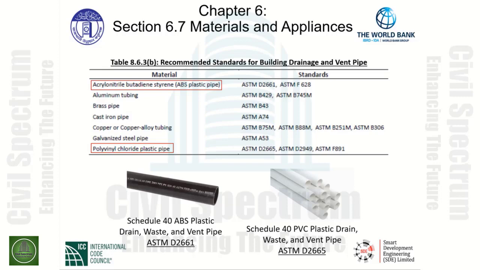As an example, Schedule 40 ABS plastic drain, waste, and vent pipe is properly addressed as complying with the standard ASTM D2661 for that particular material. Again, Schedule 40 ABS plastic drain waste and vent pipe. Additionally, Schedule 40 PVC plastic drain waste and vent pipe must comply with the standard ASTM D2665.